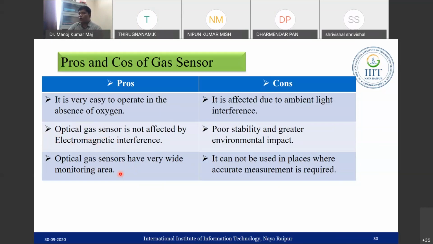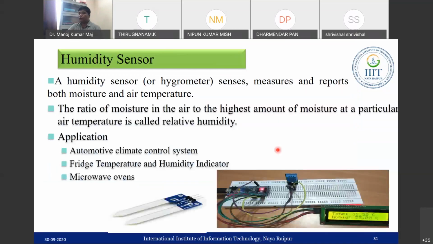But there are also some drawbacks or cons. It is affected by ambient light interference, because if low light is there, it can be affected. The stability is very poor, and it has a greater environmental impact. So if something changes in the environment, its sensitivity can change, and it cannot be used in places where accurate measurement is required. So these are some of the cons, but still it is a very important sensor.